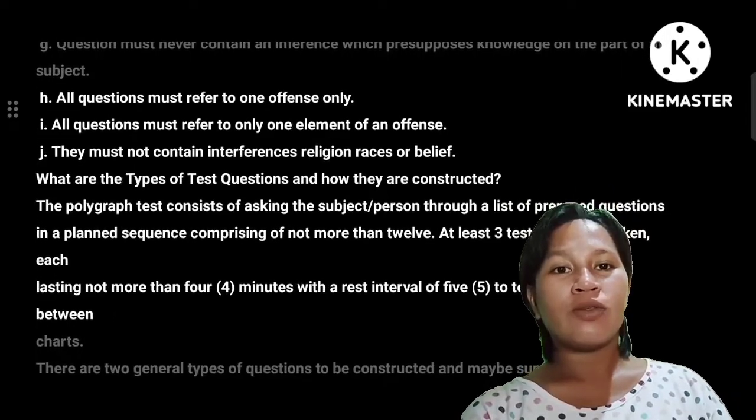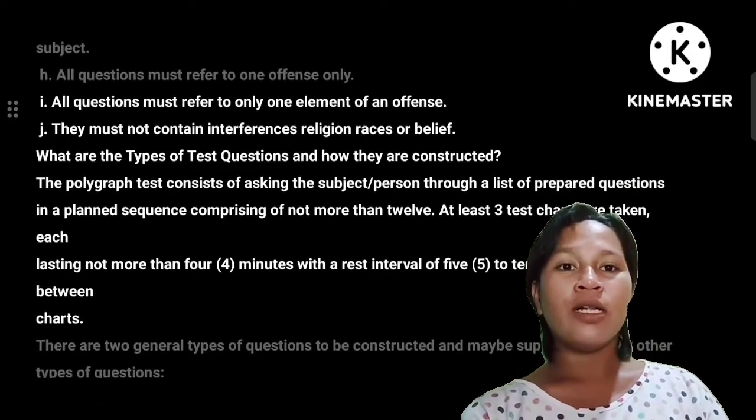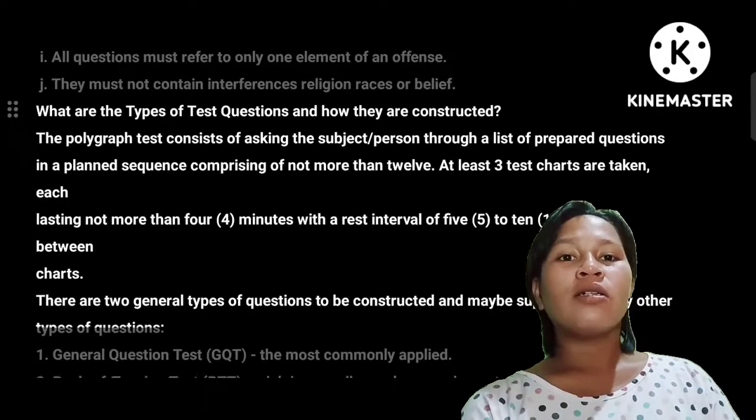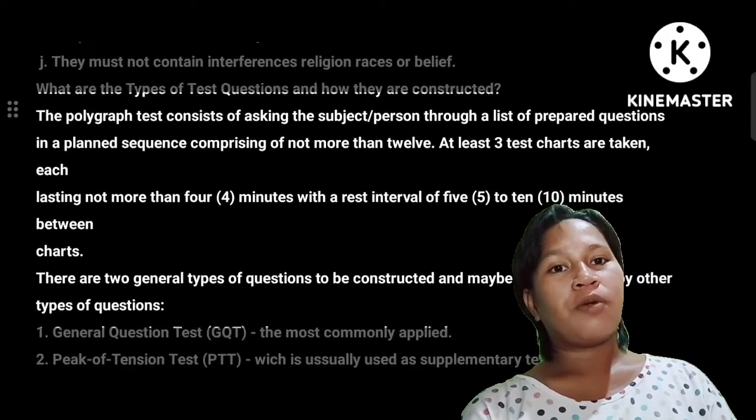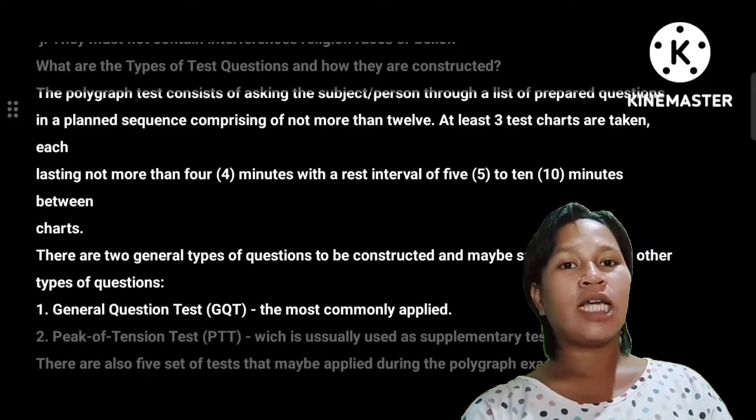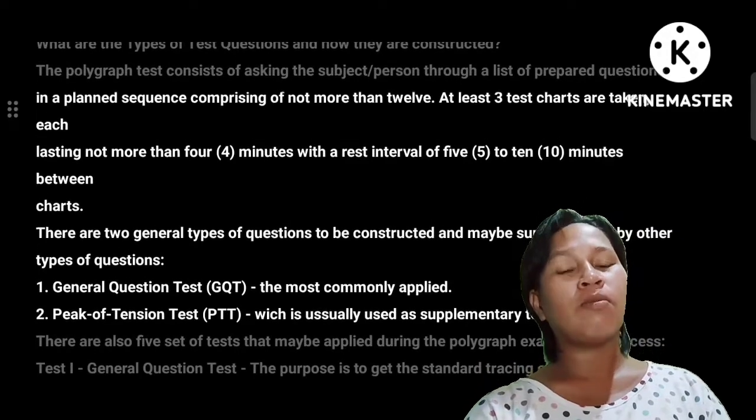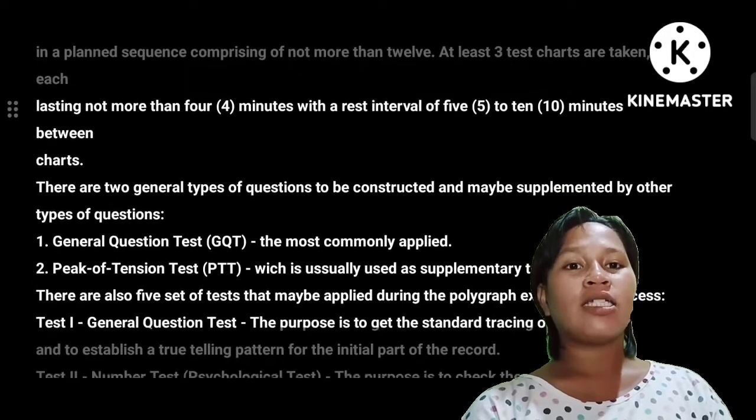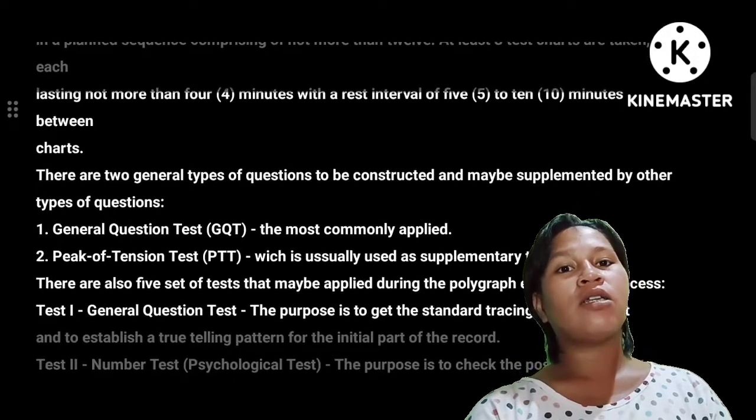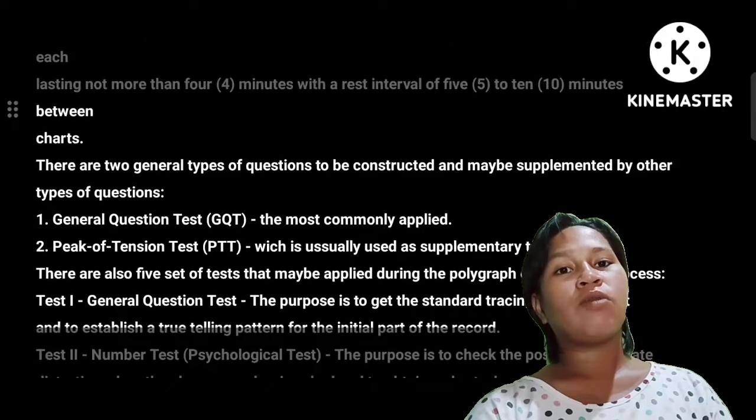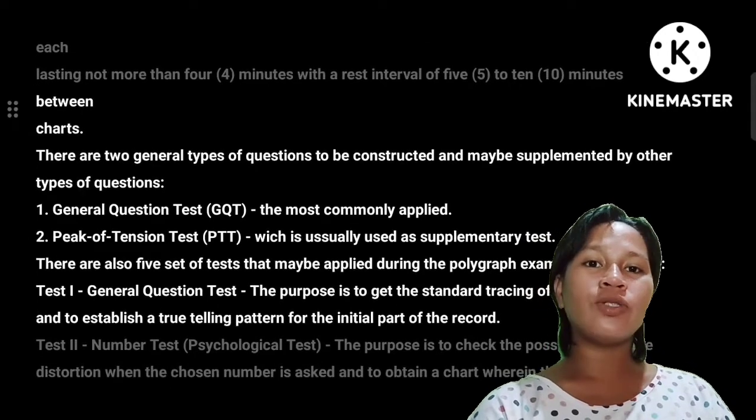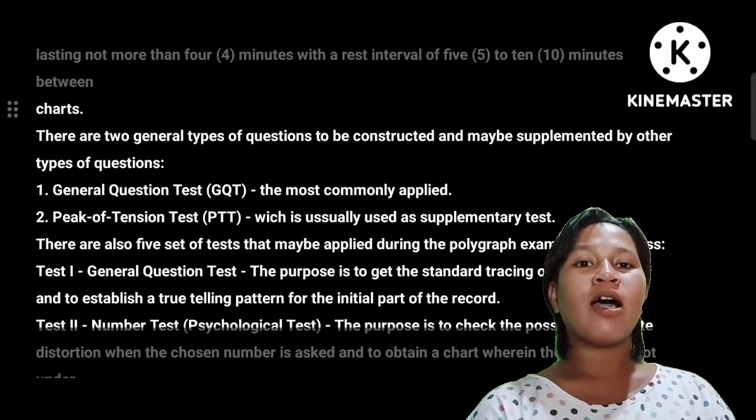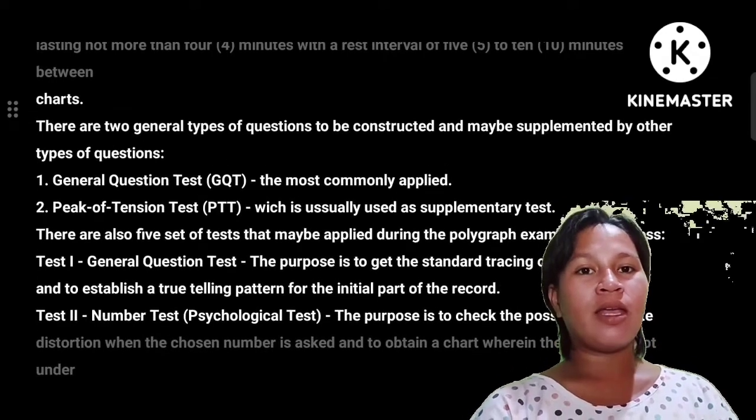There are types of test questions, and I will define how they are constructed. The polygraph test consists of asking the subject or person a list of prepared questions in a planned sequence comprising not more than 12. At least 3 test charts are taken, each lasting not more than 4 minutes, with a rest interval of 5 to 10 minutes between charts. There are 2 general types of questions to be constructed, and they may be supplemented by other types of questions.